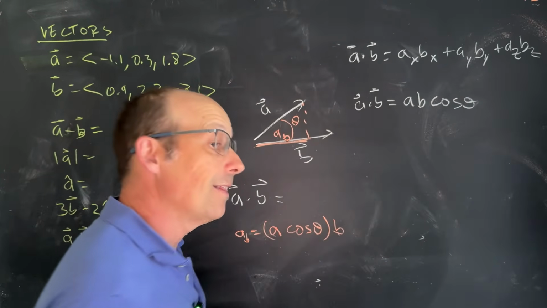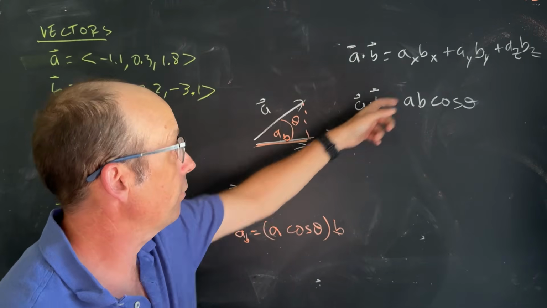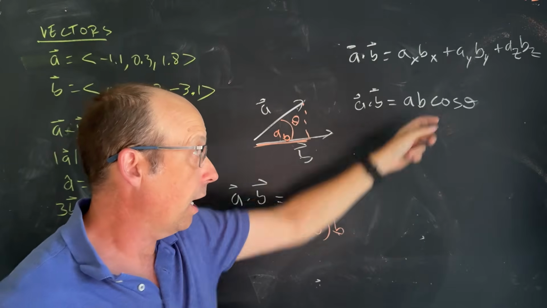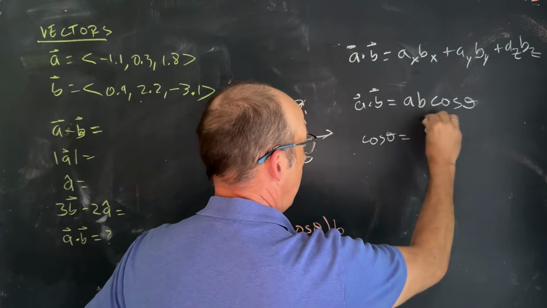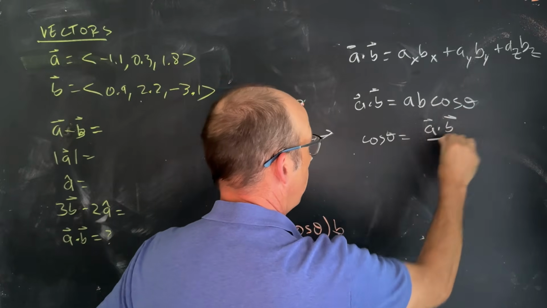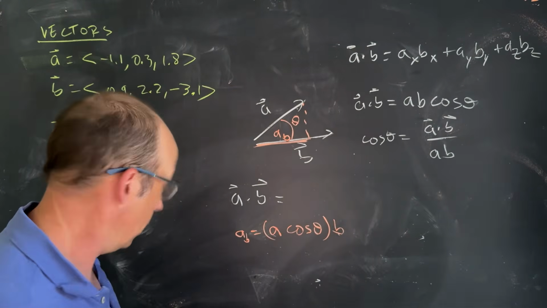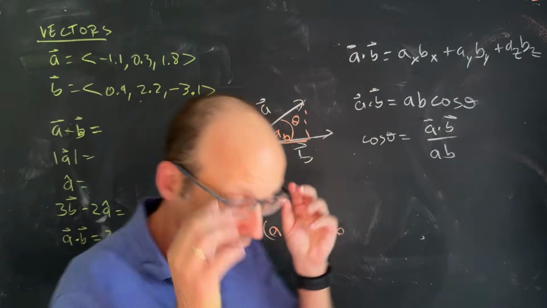And so really, the nice thing here is you can actually get the angle between two vectors. If I use this version of the dot product and this version, I can say cosine theta is equal to A dot B, which is just a number, divided by the magnitude of A times the magnitude of B, and then you can find theta. And we're going to do that. So let's find A dot B, and then find the angle between those two.